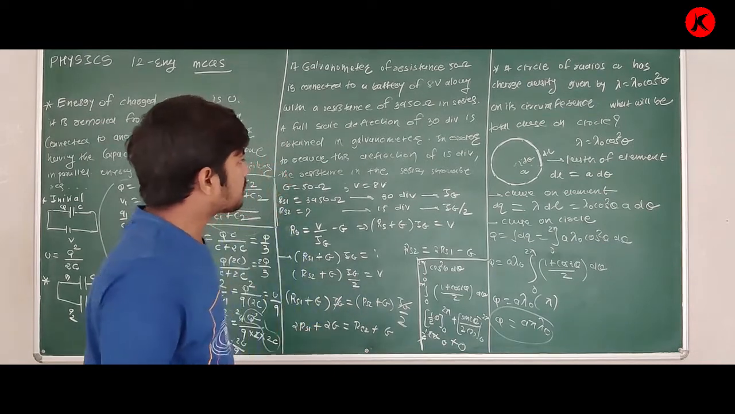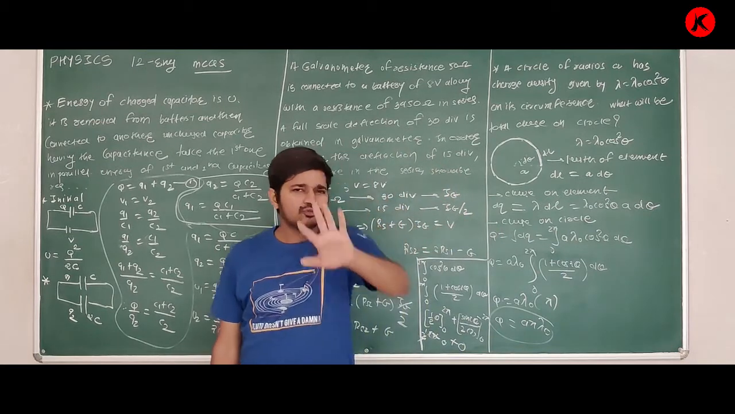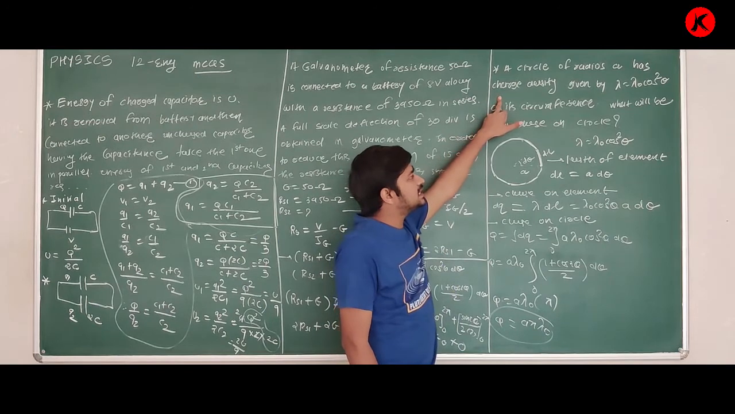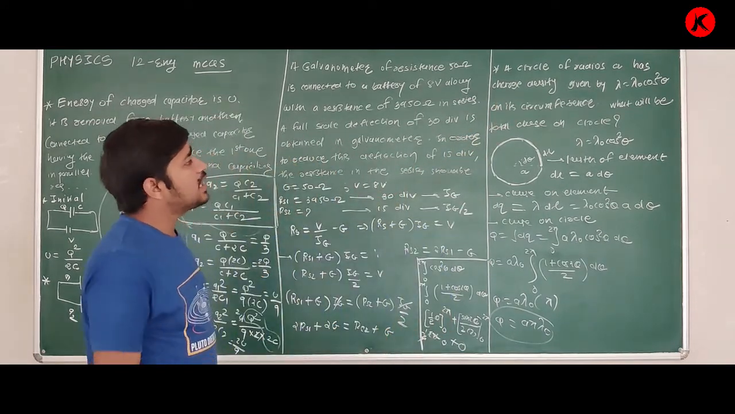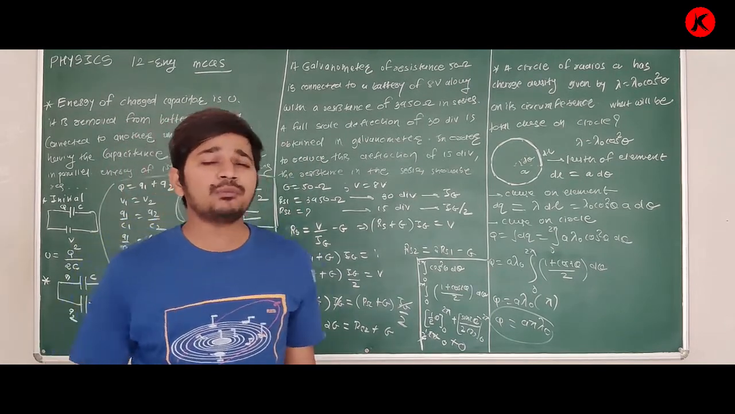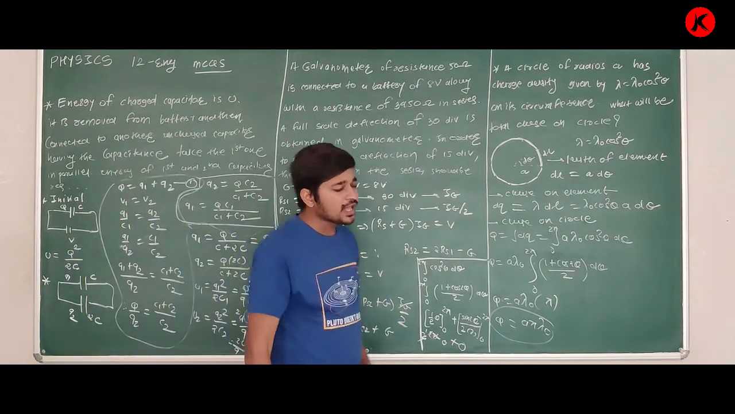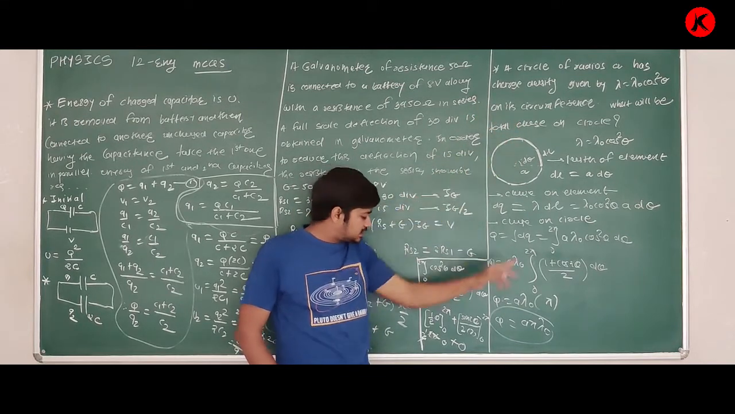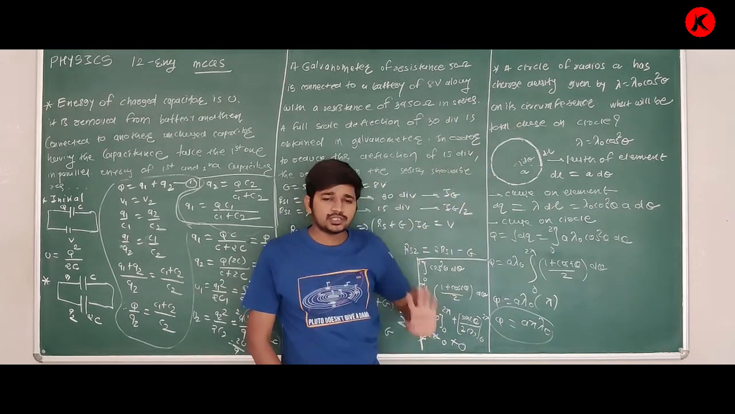Now there are actually 4 questions possible here. First, a circle of radius a has charge density given by lambda is equal to lambda 0 cos square theta. Second question, lambda is equal to lambda 0 sin square theta. Third question, lambda is equal to lambda 0 cos theta. And fourth one, lambda is equal to lambda 0 sin theta. In the case of cos square theta and sin square theta, in both cases you will get the same answer, that is a pi lambda 0.